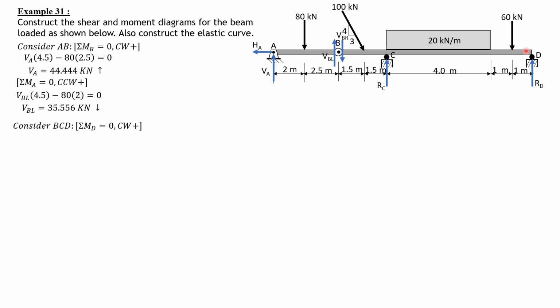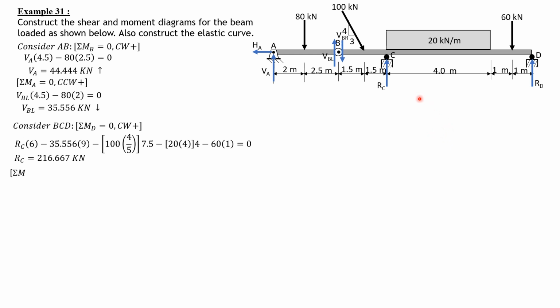So summation moment about D, considering this portion BCD here, clockwise positive, so we have R sub C times 6, then minus 35.556, V sub B right and V sub B left equal, so times 9. Then the vertical component of reaction of 100 is 100 times 4 over 5, and the moment arm is 7.5. Then minus 20 times 4 times 4 minus 60 times 1 equals 0. So R sub C is equal to 216.667 kilonewtons.